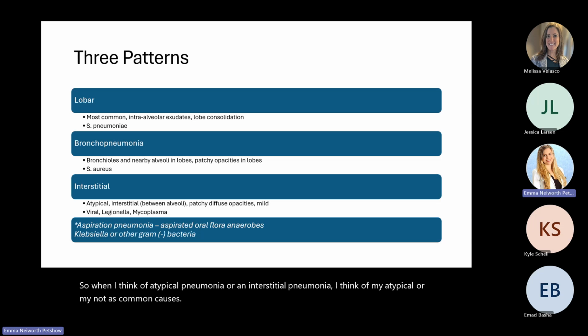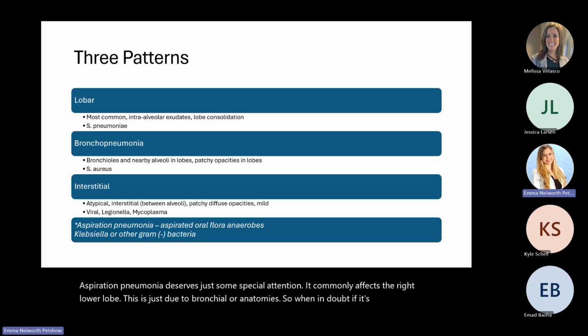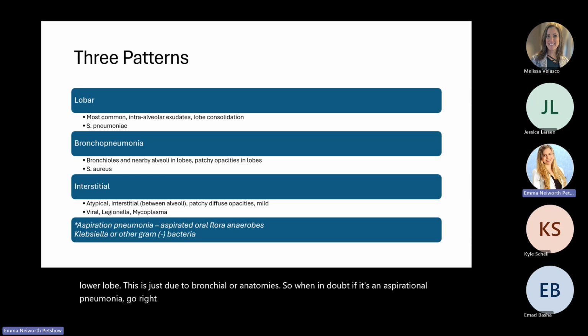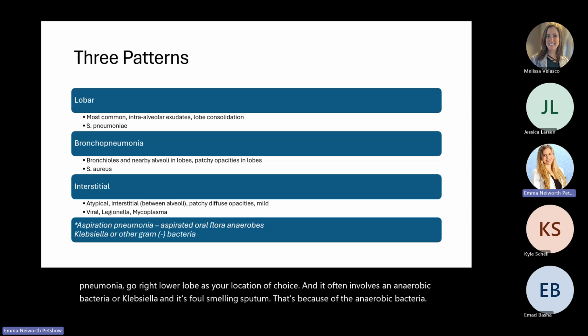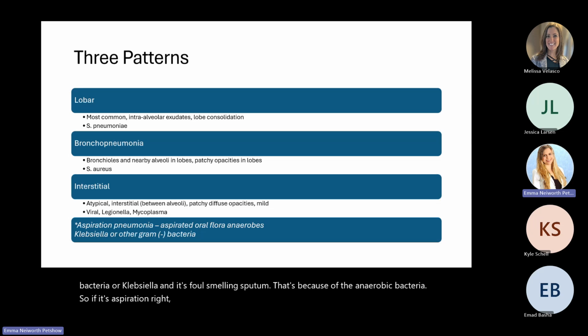Aspiration pneumonia deserves just some special attention. It commonly affects the right lower lobe. This is just due to bronchial anatomy. So when in doubt, if it's an aspiration pneumonia, go right lower lobe as your location of choice. It often involves anaerobic bacteria or Klebsiella, and foul-smelling sputum. That's because of the anaerobic bacteria. So if it's aspiration, right lower lobe, anaerobes and/or Klebsiella are going to be your bacteria of choice. These are three patterns. How are we doing so far?